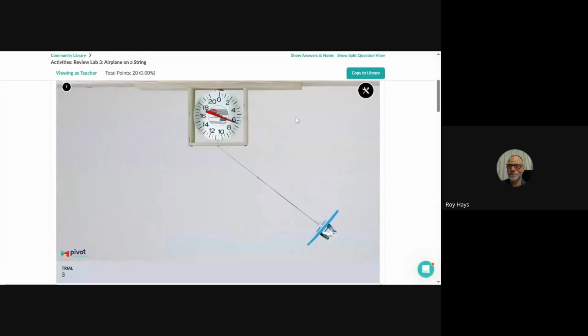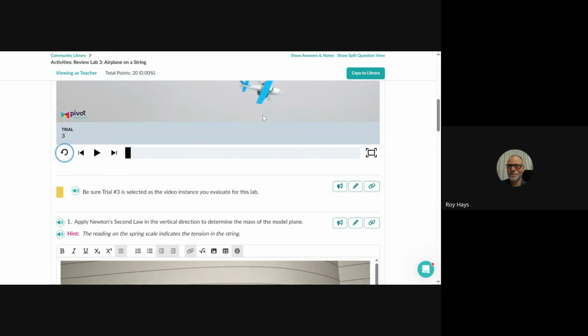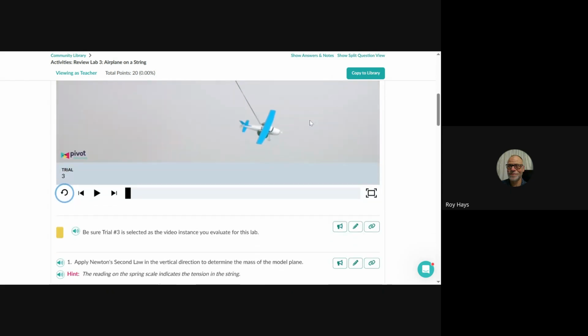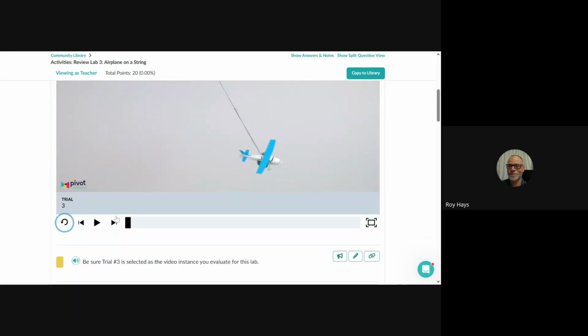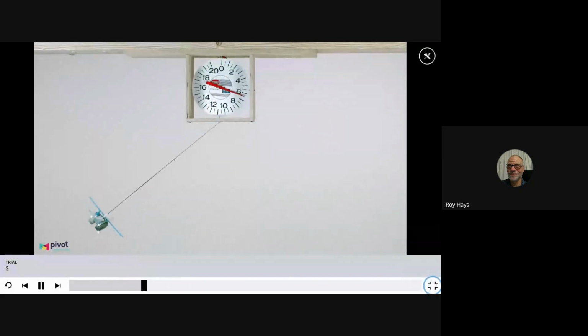All right, I am now going to walk through Review Lab 3. This is the Airplane on a String lab. In this investigation, we have this video of an airplane on a tether going around in a circle. And you can see that it is attached to a spring gauge, which shows the tension in the string.